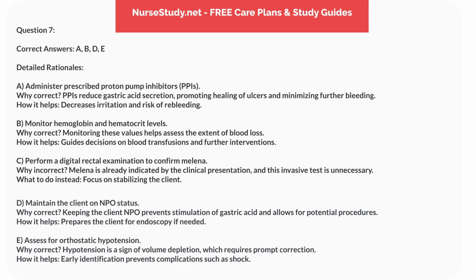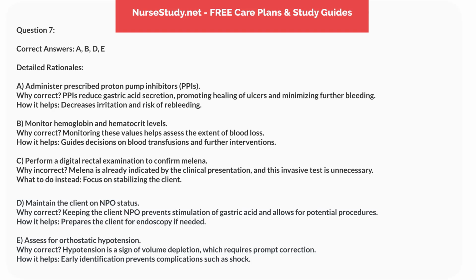Correct answers: A, B, D, E. Detailed rationales. A. Administer prescribed proton pump inhibitors, PPIs. Why correct? PPIs reduce gastric acid secretion, promoting healing of ulcers and minimizing further bleeding. How it helps: decreases irritation and risk of rebleeding. B. Monitor hemoglobin and hematocrit levels. Why correct? Monitoring these values helps assess the extent of blood loss. How it helps: guides decisions on blood transfusions and further interventions.